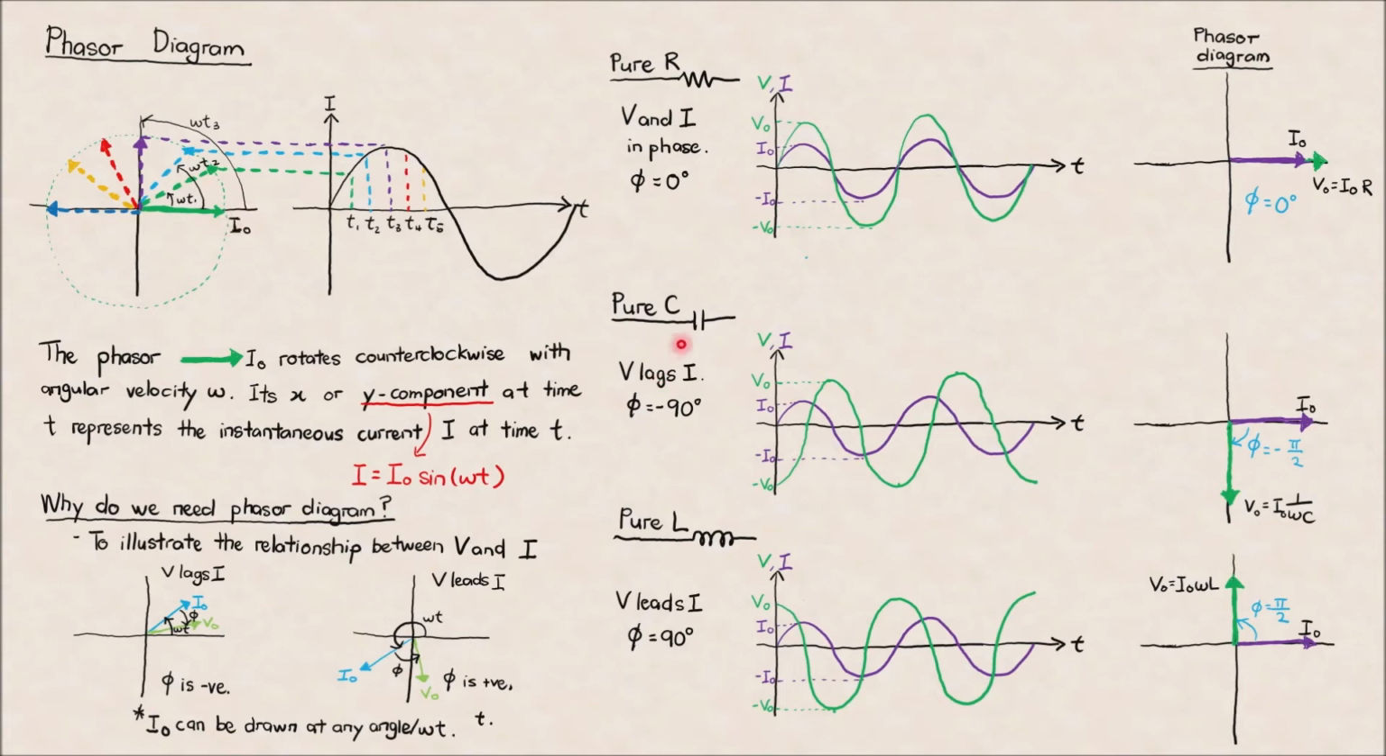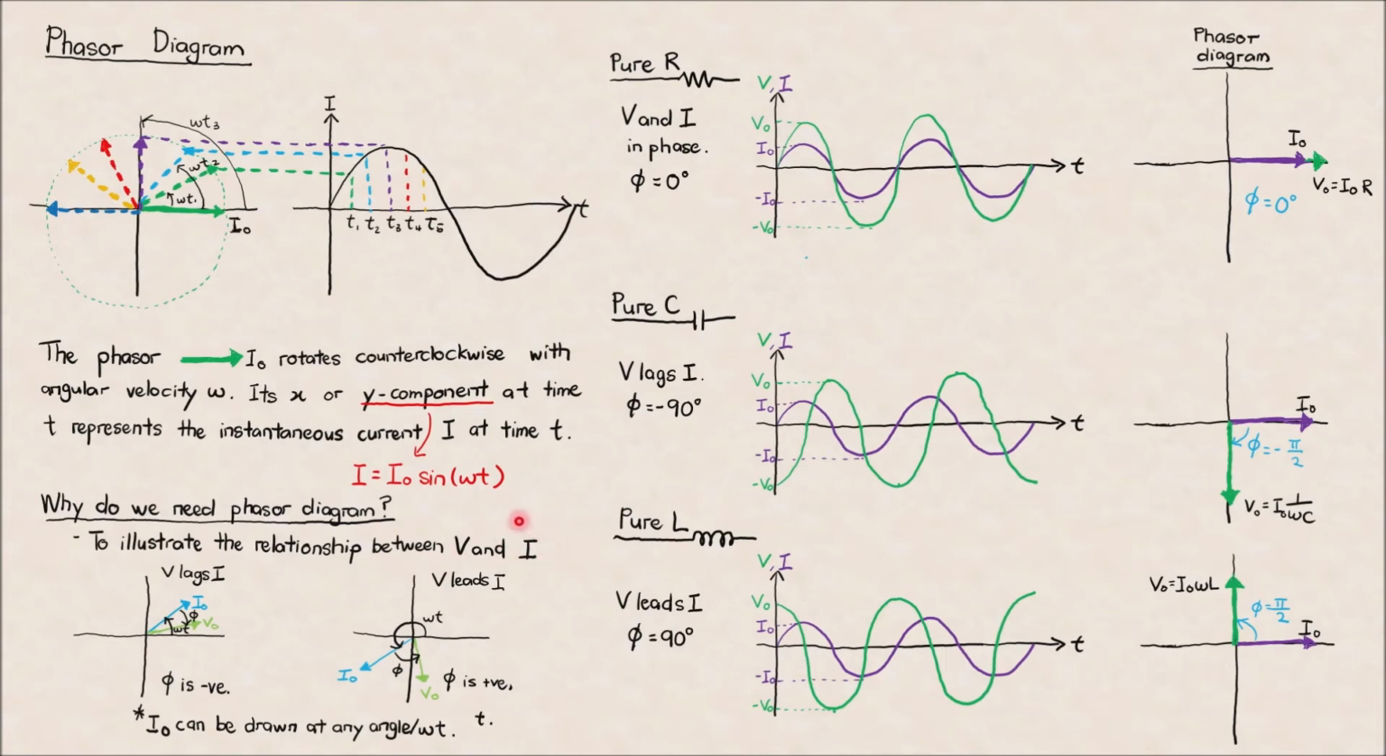So why do we need phasor diagram? We said just now phasor diagram is a better representation of the sinusoidal curve. So why do we really need it? It's because we use it to illustrate the phase relationship between two sinusoidal curves. It can be the sinusoidal curve between V and I, which is how we use this phasor diagram in this chapter. The phasor diagram here is to illustrate the phase relationship between the sinusoidal curve V and the sinusoidal curve I.